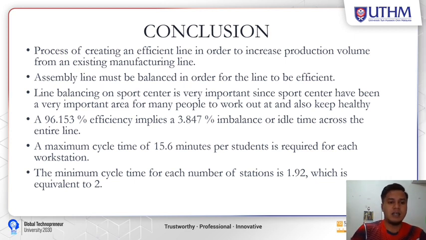As we can see, 96.153% efficiency implies a 3.847% imbalance of idle time across the entire line, and a maximum cycle time of 15.6 minutes per student is required for each workstation, and the minimum number of stations is 1.92, which is equivalent to 2.